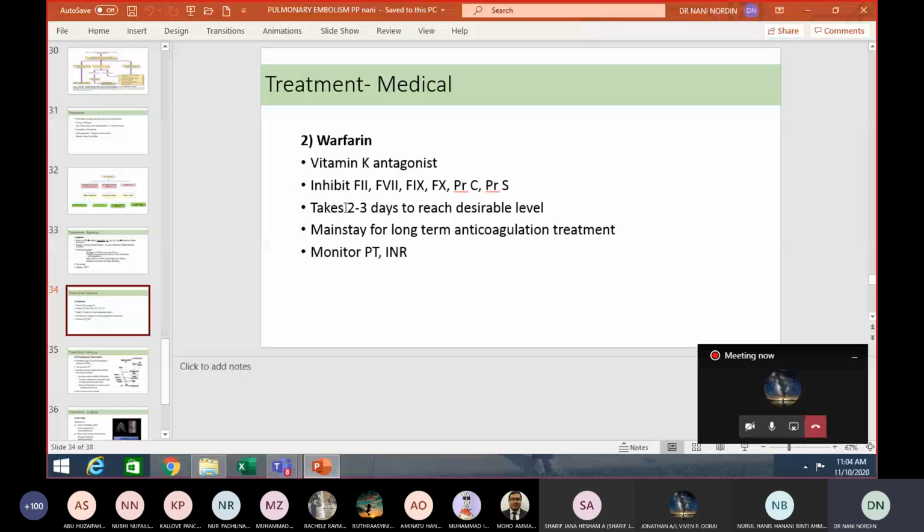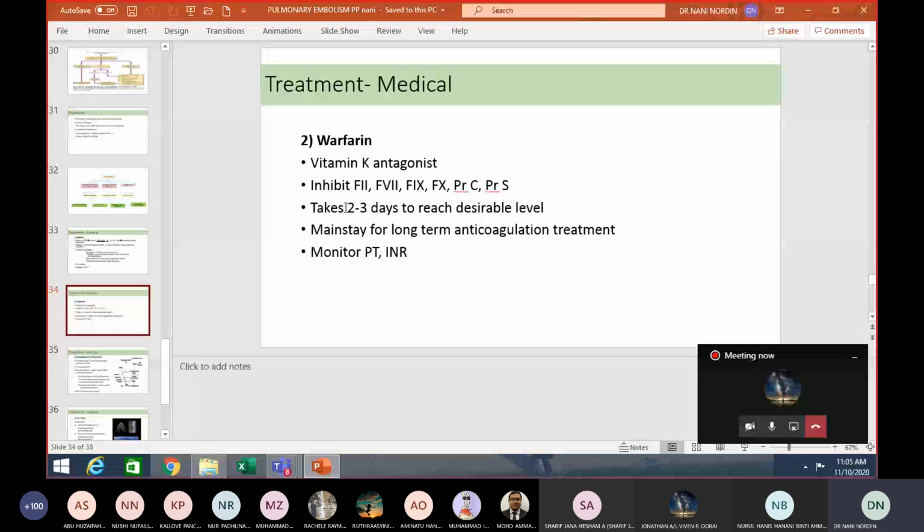What we usually do is give heparin and warfarin together. The heparin will act first, and then after a few days, the warfarin will act. Once the warfarin acts, you want to remove your heparin, because heparin has a lot of side effects. With warfarin, what you want to monitor is the PT or INR.